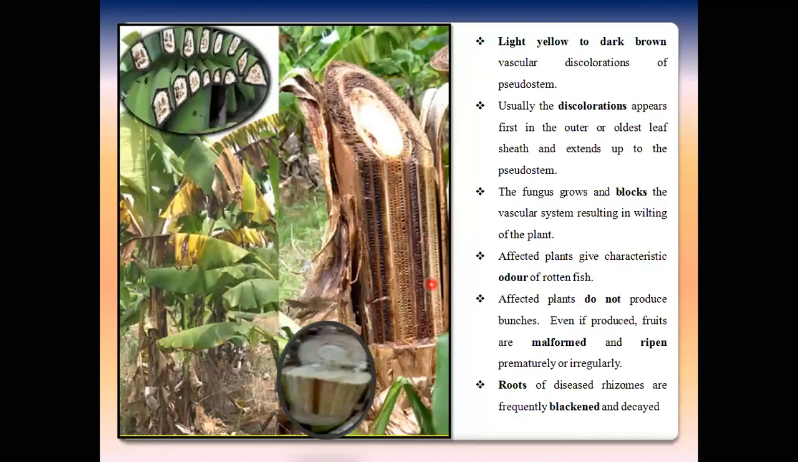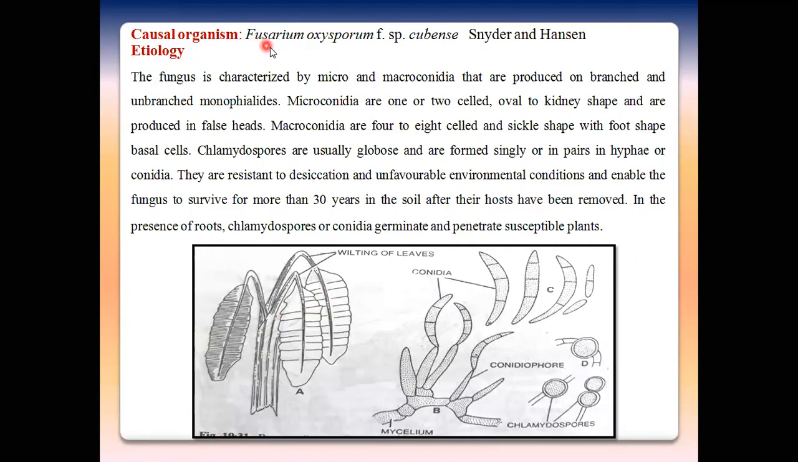Then we go to the causal organism, that is Fusarium oxysporum f. sp. cubense. This fungus majorly attacks banana and produces fungal wilt. The pathogen produces hyphae and mycelia. These hyphae and mycelia grow into the host cell inter- and intracellularly, meaning this fungus penetrates healthy host tissue by forming inter- and intracellular mycelia.